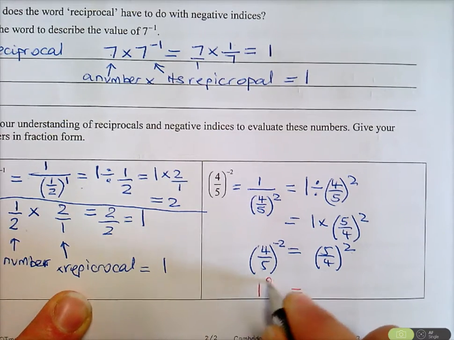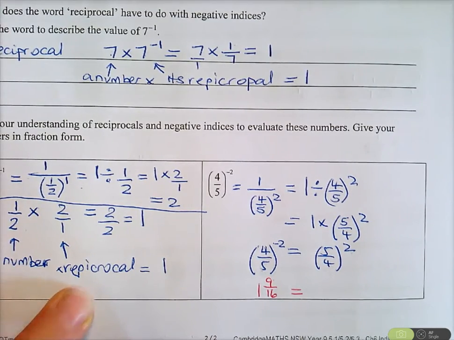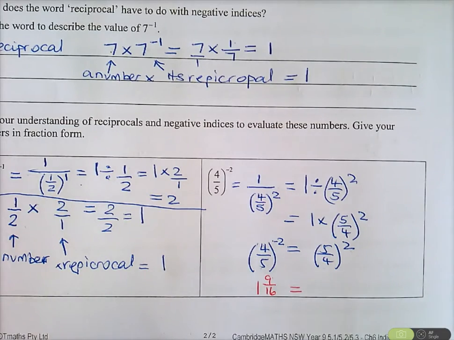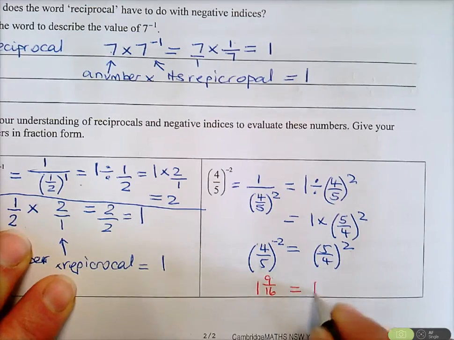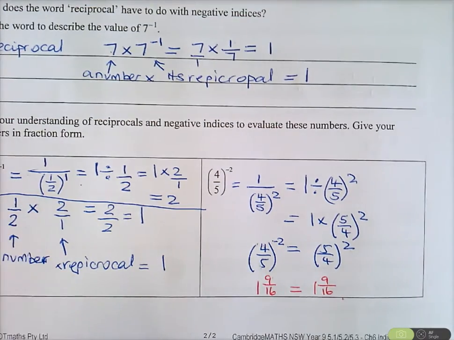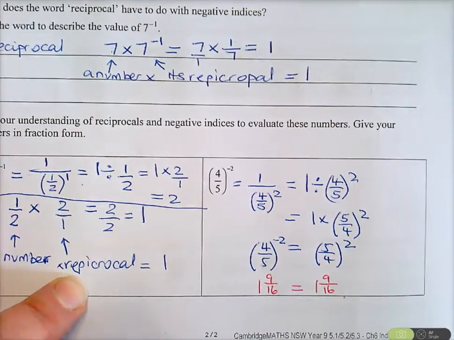All right, so you get 1 and 9 over 16 for this left-hand side. What do you get for the right-hand side? 5 over 4, all of it in brackets, squared. 1 and 9 over 16. So, girls, don't worry, we're going to practice these. All right, I just brought that back down here so you can see.